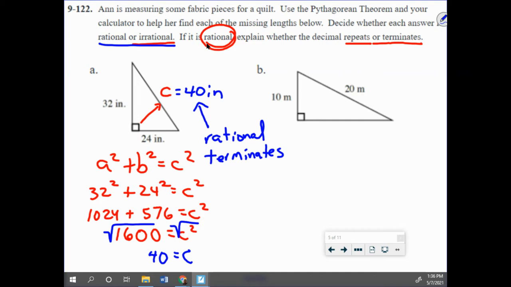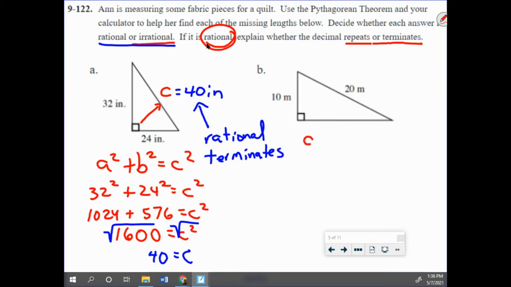Okay? All right, so now I do want you to pause the video, and I want you to try B on your own, showing your work. Okay? When you are completely finished with B, please unpause the video, and then we'll see if you got it right. Okay, so let's check your work.